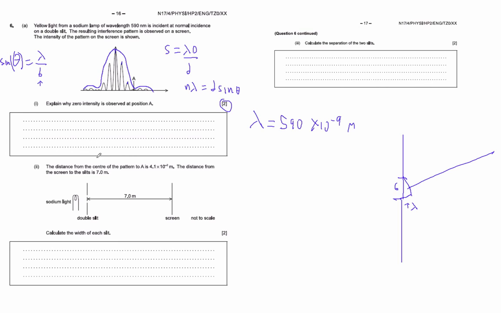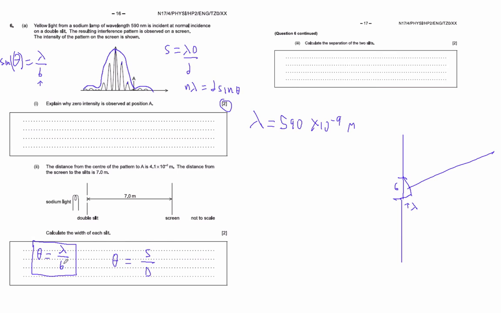The distance from the center of the pattern to A is 4.1. The distance to the screen is 7 meters. Calculate the width of each slit. Really what you can do is say, look, that angle, according to IB, is lambda over b, and you're trying to solve for b. This is the formula in the data booklet. That angle also is just that distance divided by the distance to the screen. So you can just set these equal.